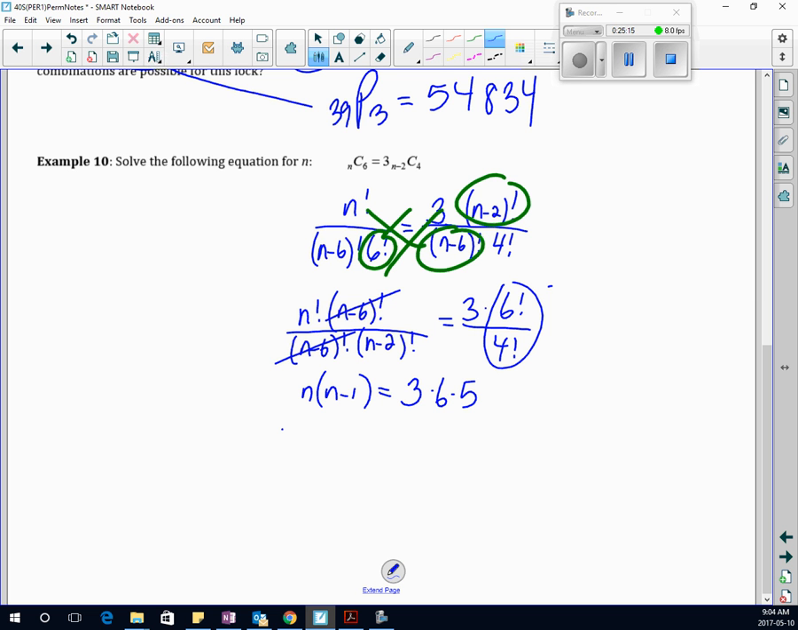Okay, so now I'm going to move everything over. So n squared minus n minus 90 equals 0. Yes? What does this factor to be? 10 and 9. So n minus 10, n plus 9 equals 0. So what does n equal? 10 and negative 9. And what do I do with the negative 9? I reject it because it's not a natural number.